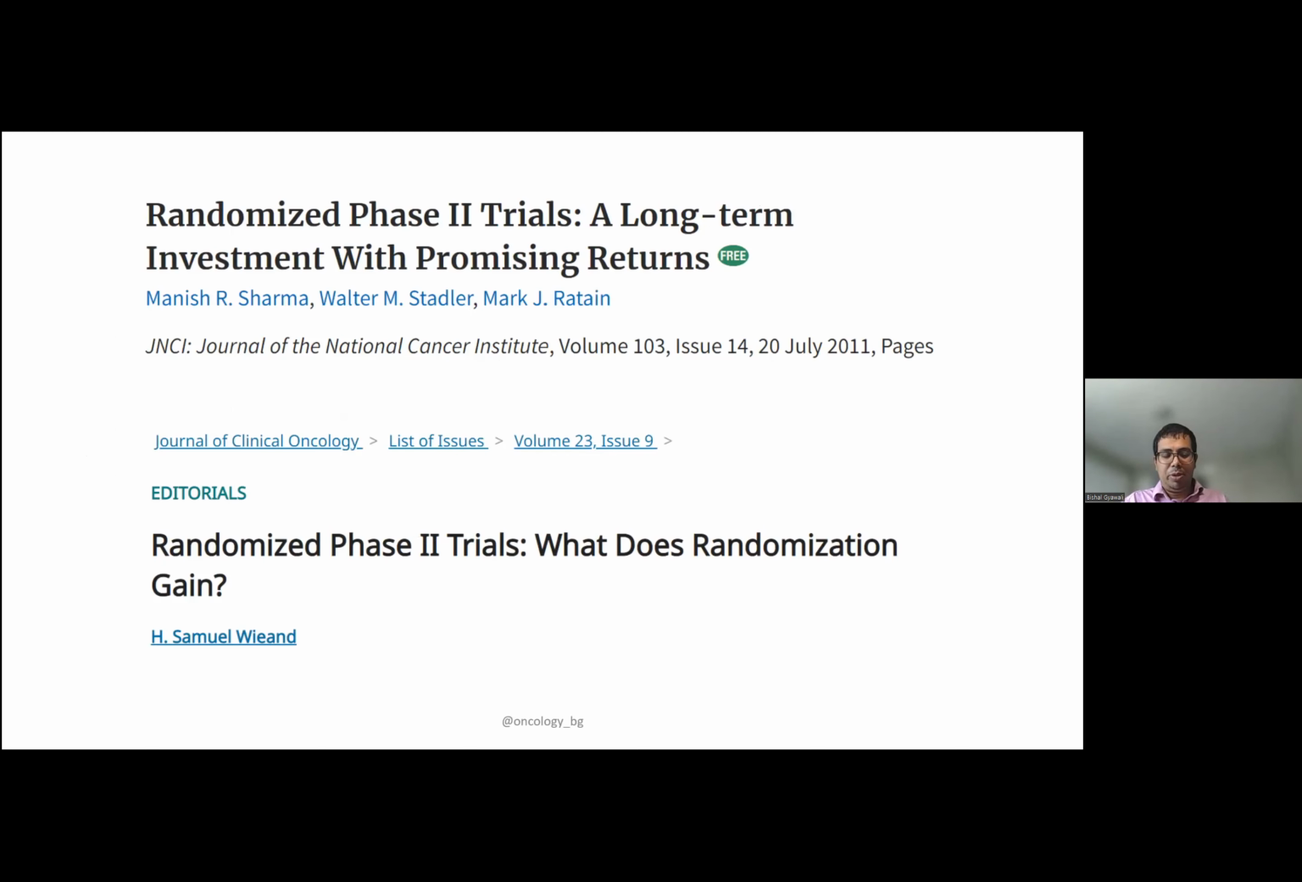This is obviously beyond the scope of our small talk today, but if you want to learn more about randomized phase 2 design, these are the 2 articles that I would recommend.